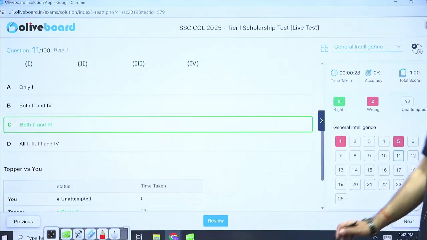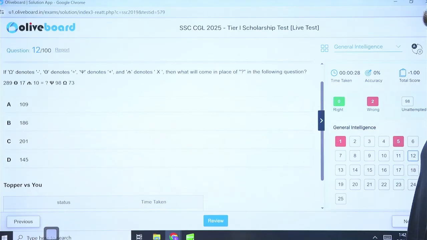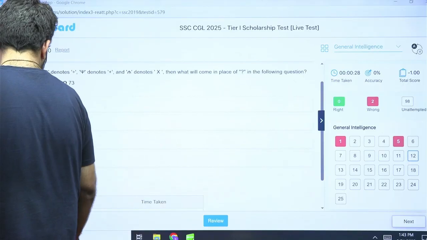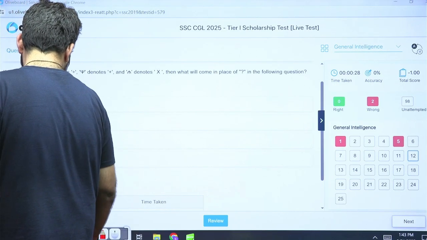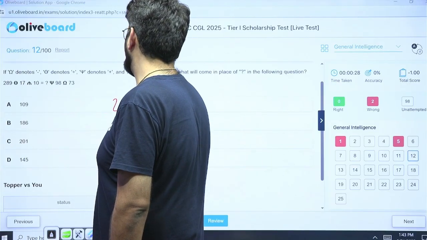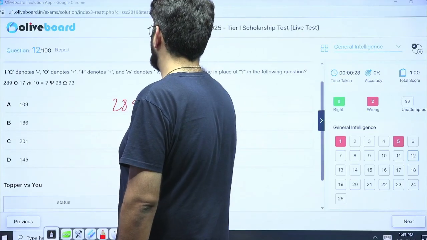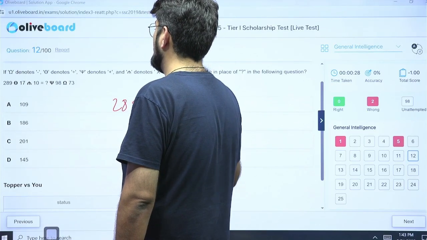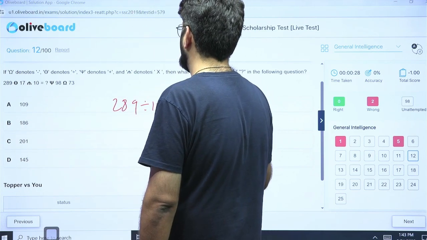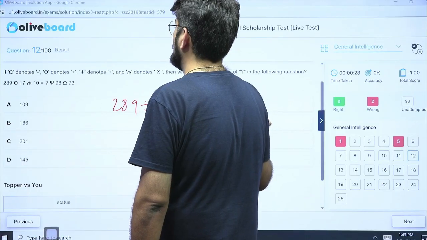Okay. Question number 12. Simple substitution. Let's check. So 289, theta means divided by 17, x into 10 is equal to what? Psi 98. Psi means plus, and omega 73. Omega is minus 73.